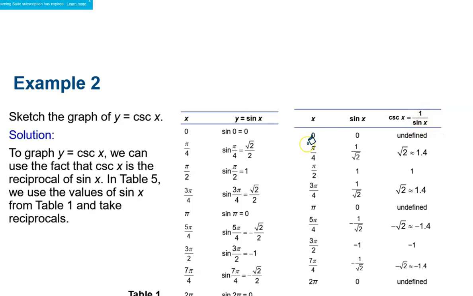So for x equals 0, sine x is 0. For the cosecant, cosecant x is 1 over sine x. Well, 1 over 0 is undefined. When x equals pi over 4, sine of pi over 4 is 1 over square root of 2, or square root of 2 over 2. 1 divided by 1 over square root of 2 is square root of 2, or approximately 1.4. Sine of pi over 2 is 1. 1 divided by 1 is 1. And so on.